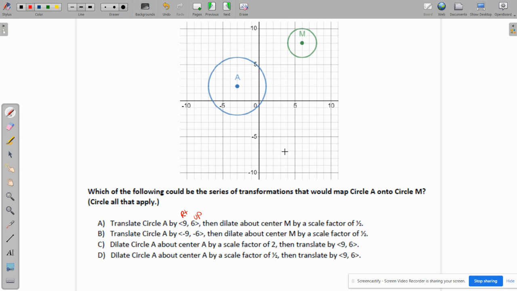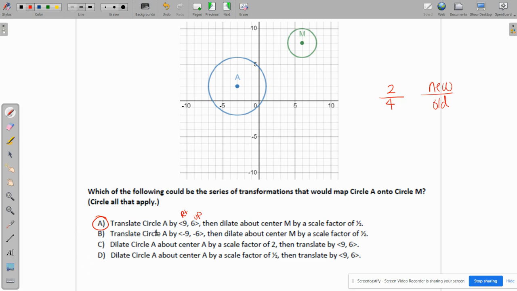Then we dilate about center M. So now we're going to be sitting here and we will dilate by a scale factor of 1/2. So remember, the scale factor has to be new over old. So we're going to talk about the radius. The radius of the new circle was 2, and of the old original, 1, 2, 3, 4, was 4. 2 over 4 does simplify to 1/2, which means I agree that part A would work.